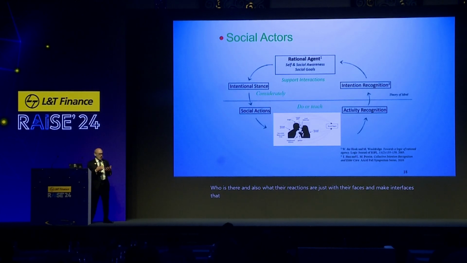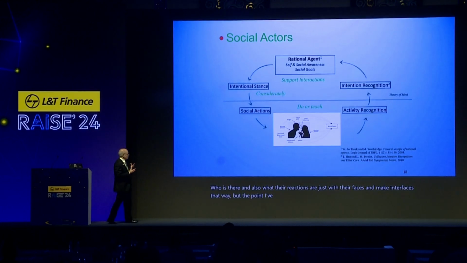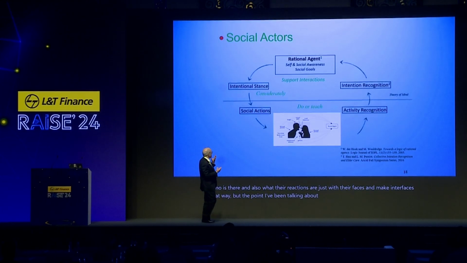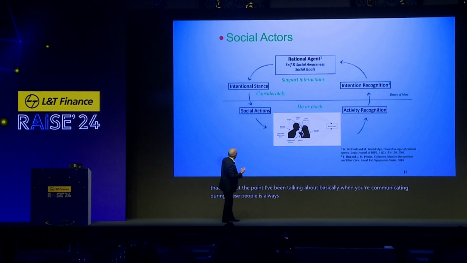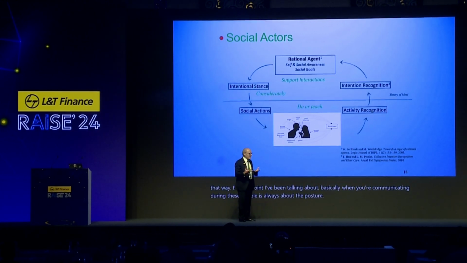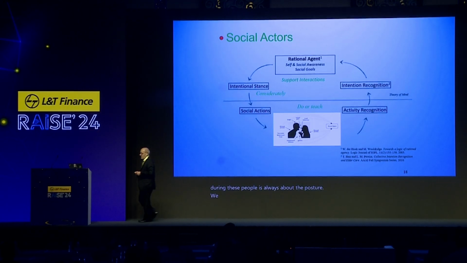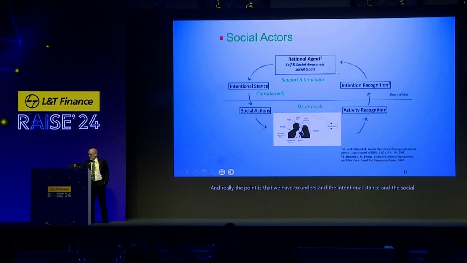But the point I've been talking about is basically when we're communicating like these two people, it is always about their posture, their gestures, their distance between them, their hand gestures. We will use this. Interfaces will use this. And really the point is that we have to understand the intentional stance and the social actions, or we will not make a rational agent.